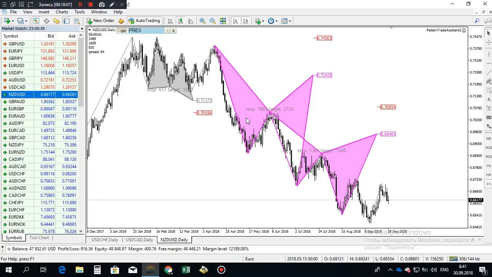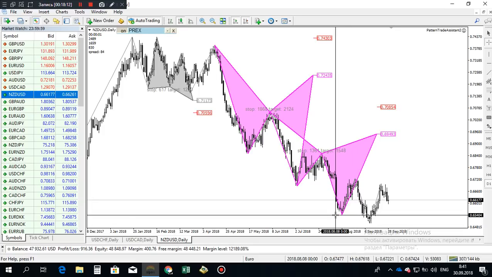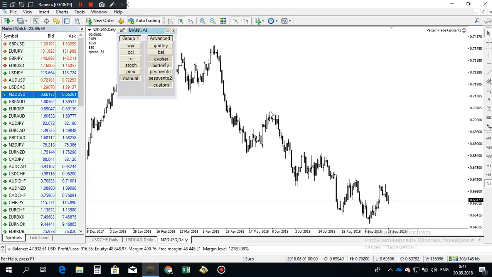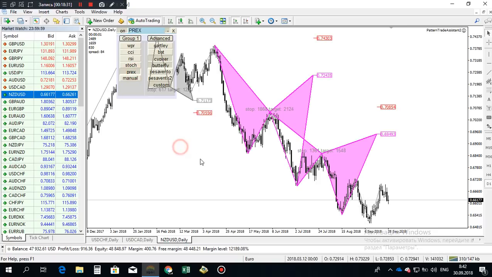Okay, New Zealand dollar, potential cipher pattern, but I think it is already invalidated. So let me check it. What if I draw the pattern based on this new situation? Yes, it is invalidated. So no cipher here because price moved and closed below this C point. If it would go straight, then the cipher would be valid.